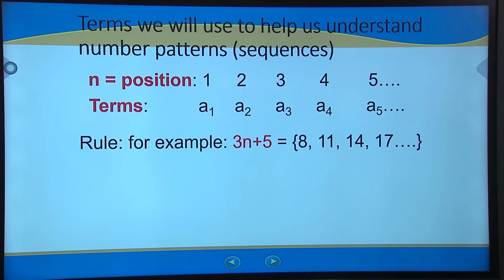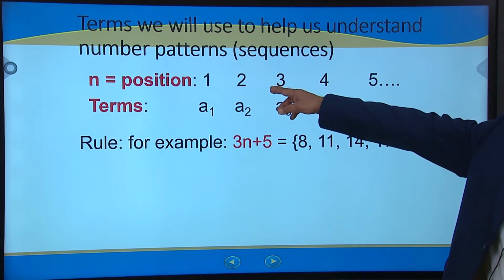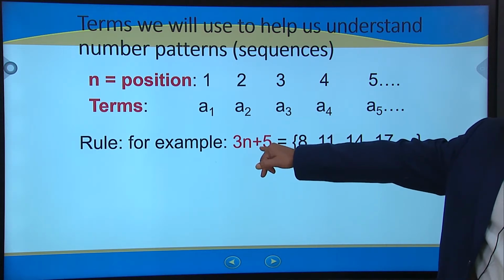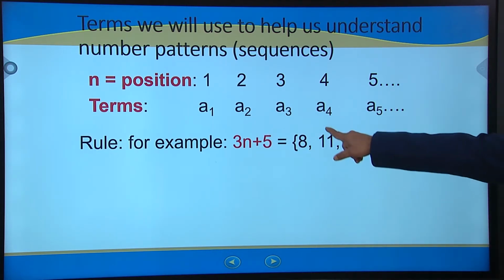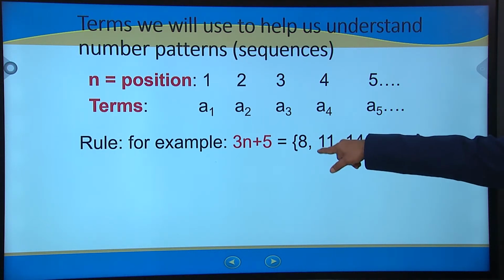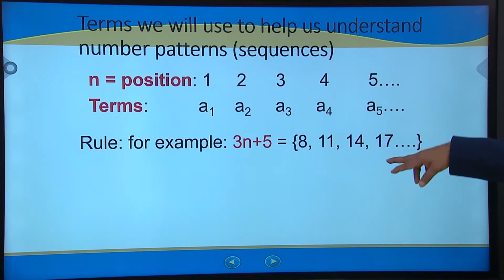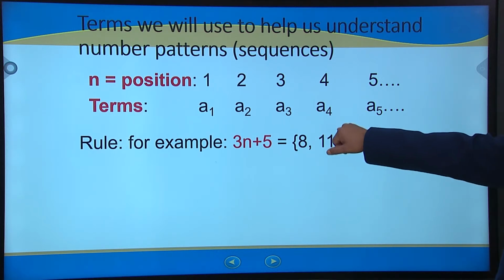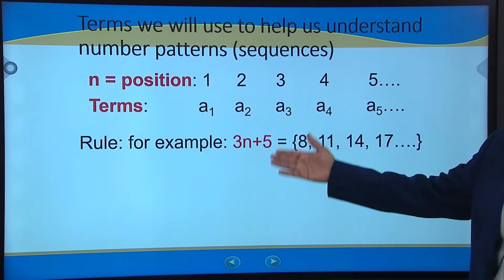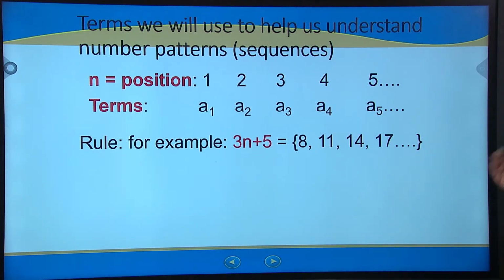The rules we have, for example, 3n plus 5. What am I talking about there? So for n equals 1, position 1, if I put 1 into that equation, I have 3 times 1, 3 plus 5 is 8. So my first term in the pattern is 8. If I put in 2, 2 times 3 is 6 plus 5 is 11, and that is the second term. And that is how I use the rule to give me the number pattern. Okay?